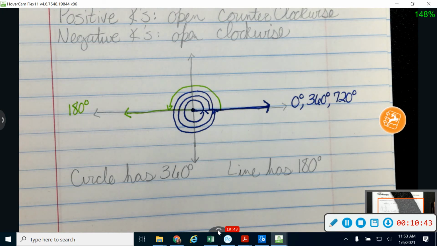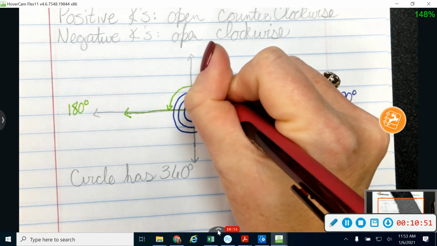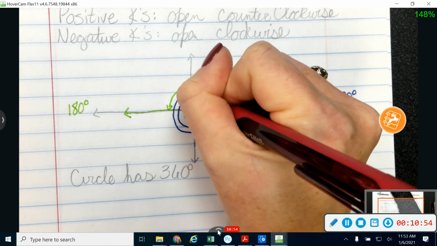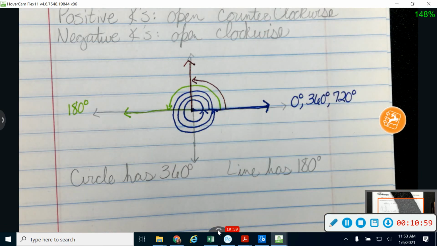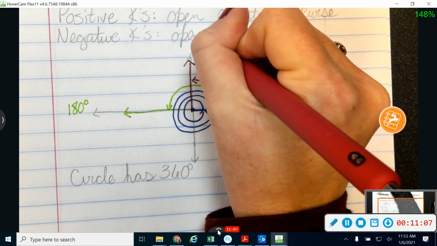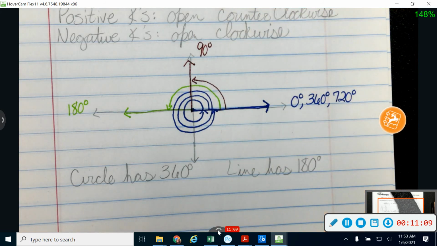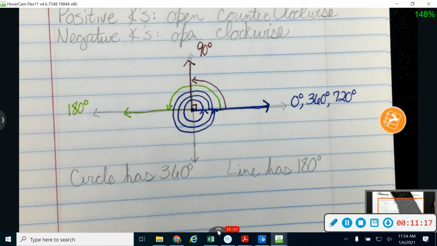Change colors again if you're doing colors. Let's say that I go from my initial side here and I stop right there on my positive y-axis. That's right, that's going to be a 90 degree angle. You can think about it one of two ways. We went halfway to 180, so halfway would be 90, or you can look at this as being a little right angle right here, and that little right angle makes a 90 degree angle.